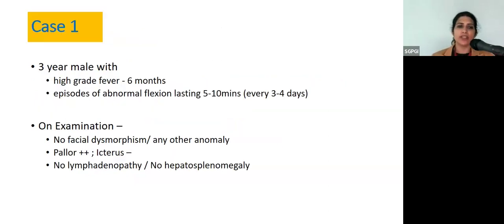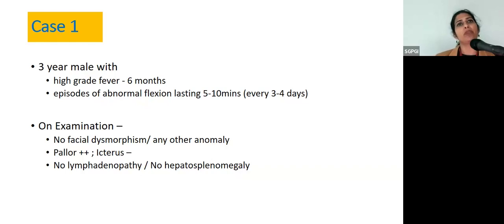So this is my first case. This is a very recent case. We've just made this diagnosis, and it was a mind-boggling case. This was a 3-year-old child. And you can imagine, a 3-year-old child is sick, so the father must be so high. I mean, he was really worried, and he had been having fever for the last 6 months. So for 6 months he had fever, and there was some history of episodes of abnormal flexion.